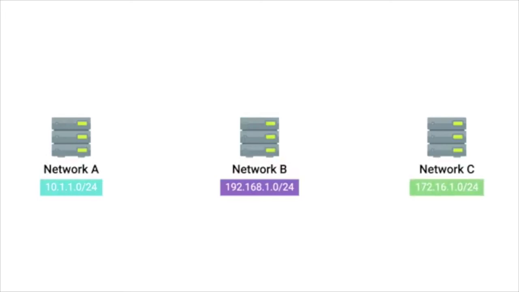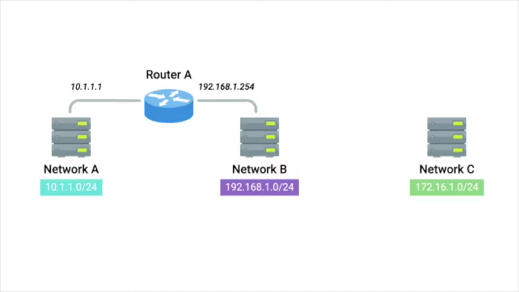Imagine 3 networks. Network A will contain address space 10.1.1.0/24. Network B will contain address space 192.168.1.0/24. And network C will be 172.16.1.0/24. Router A sits between network A and network B, with an interface configured with an IP of 10.1.1.1 on network A and an interface at 192.168.1.254 on network B.